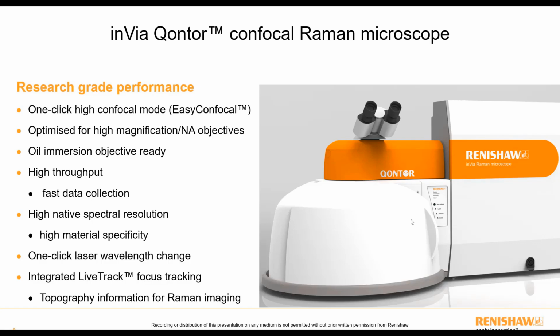Most of the work performed here is using a 532 nanometer laser. This gives us our highest spatial resolution. But sometimes where we have dyes, or where we have materials that maybe give us some kind of fluorescence, then we can change to a 633 red laser, or maybe a 785 near infrared laser as well.